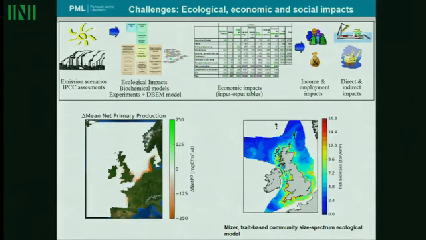This is the impact on primary production, so carbon fixation in UK shelf seas. There's a difference between 2000 and 2050, showing the impact of a 30% reduction in river nutrient loads, nitrogen and phosphorus. On the other side, there's a trait-based community size spectrum. So this is showing fish biomass in tonnes.